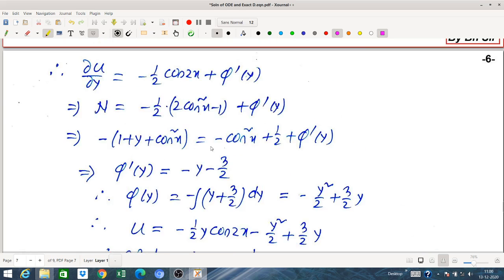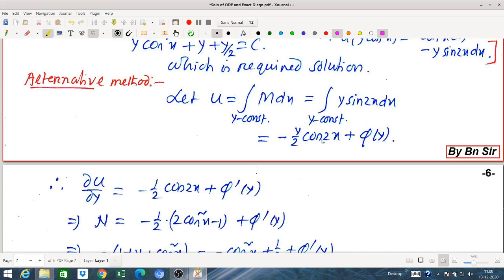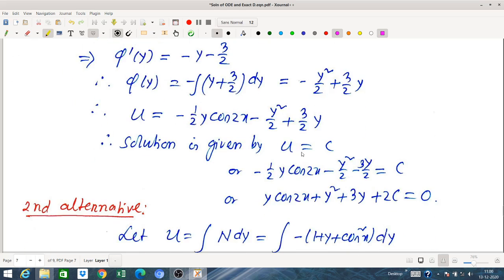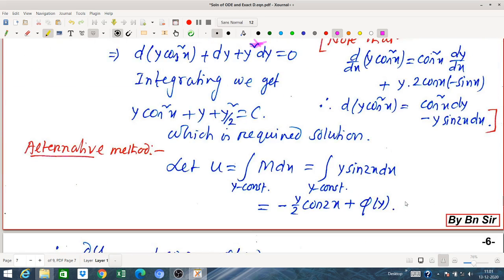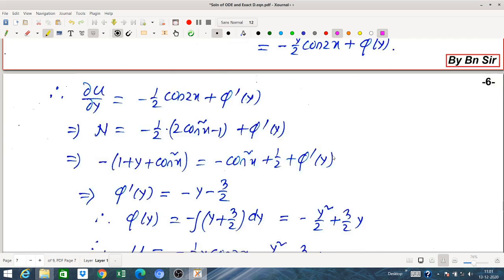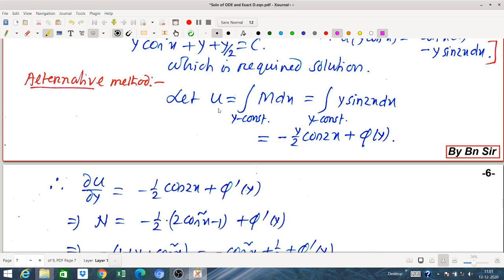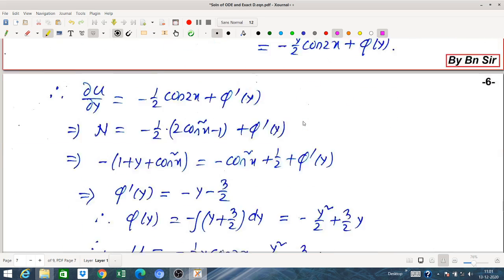Therefore u we have got. What is u? u here was minus y by 2 cos 2x plus phi of y, so minus y by 2 cos 2x, and phi of y is minus y square by 2 plus 3 by 2 y. Therefore the solution is given by u equal to constant. Then just changing sign and crossing, we have got the solution: y cos 2x plus y square plus 3y equal to 2c. This is the solution. Here the solution is in terms of cos square x, so you can change cos 2x as 2 cos square x minus 1 and simplify, and you will get the same answer again.